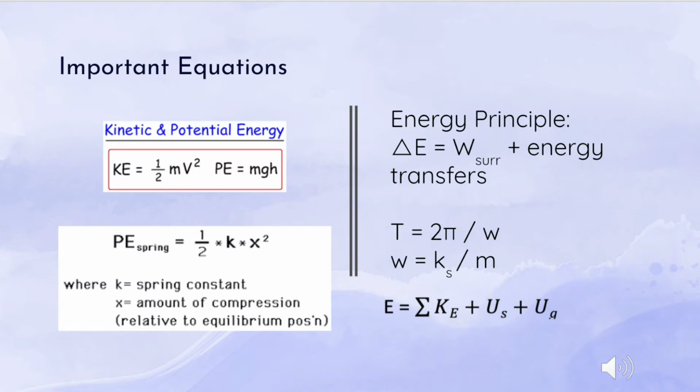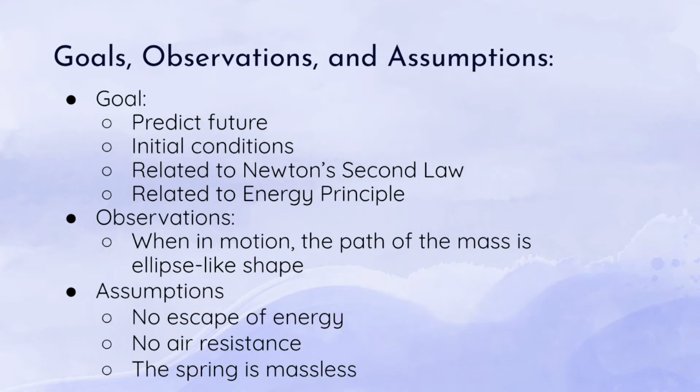There are a few important equations in this lab. The first is the kinetic energy equation, which equals 1/2 the mass times the velocity squared. There also is the energy principle, which is featured on the slide. A few of our goals in this lab are to be able to predict the future using our initial conditions and relate it to Newton's second law and the energy principle.